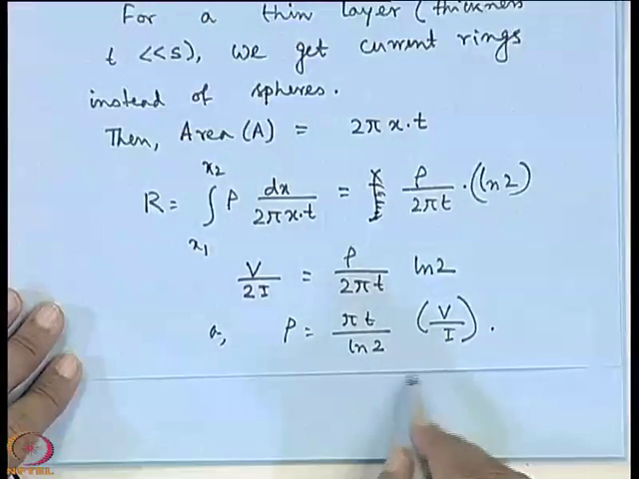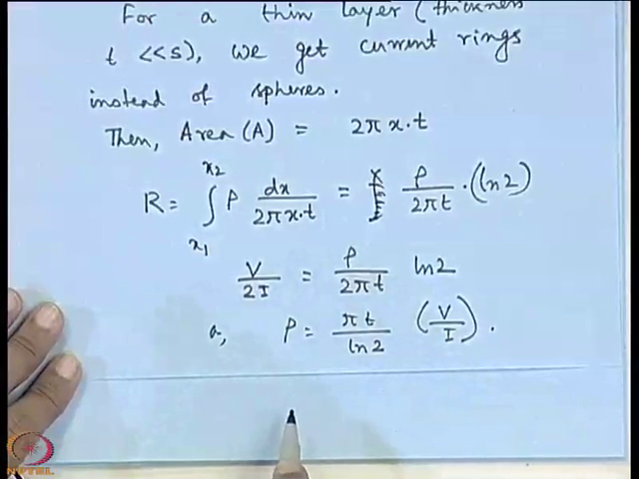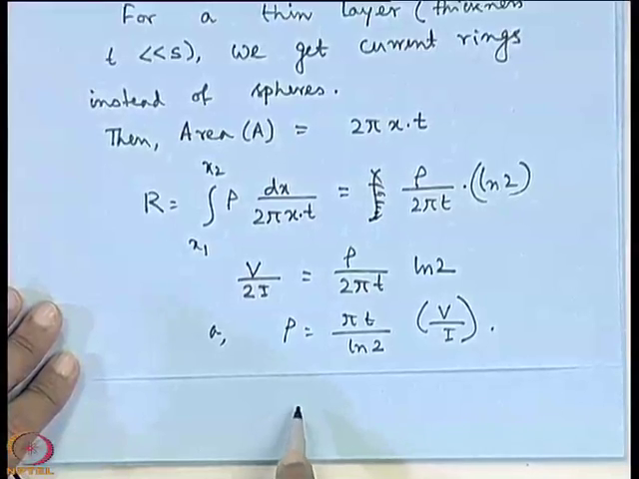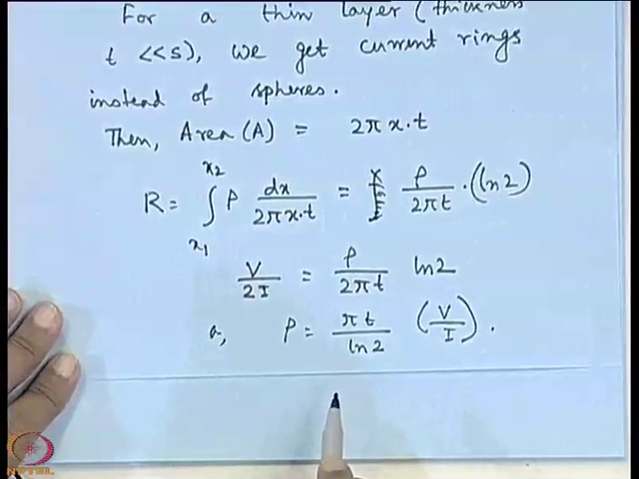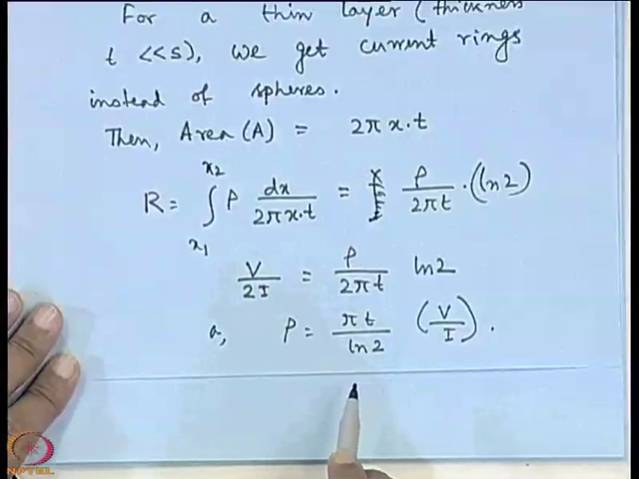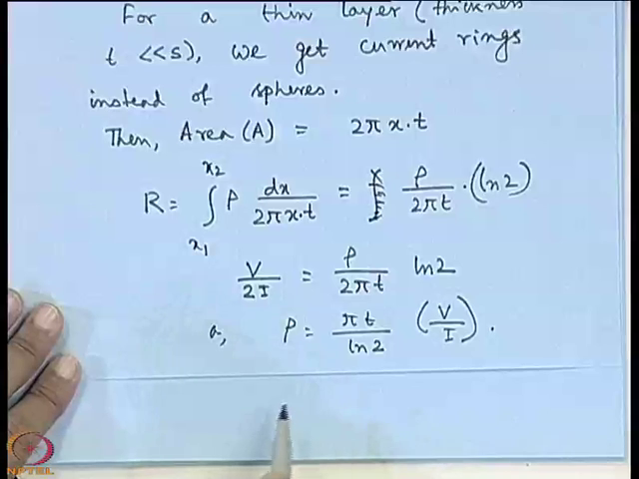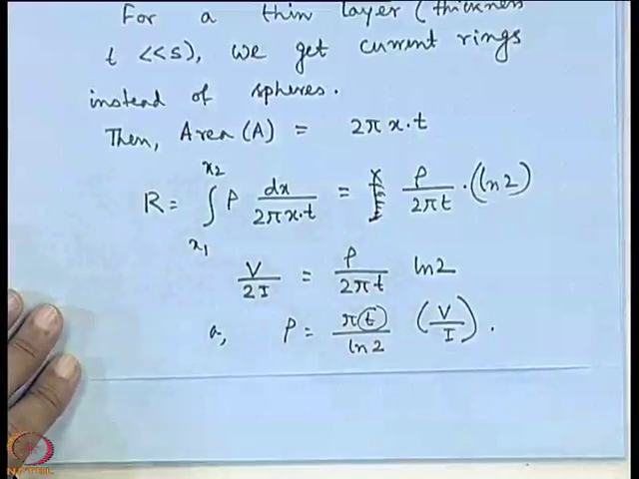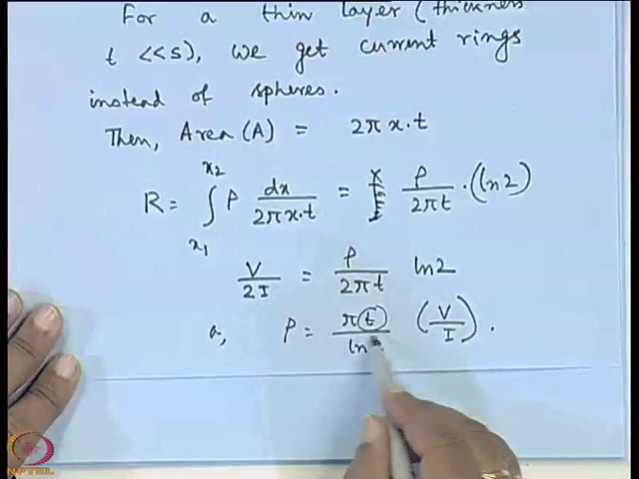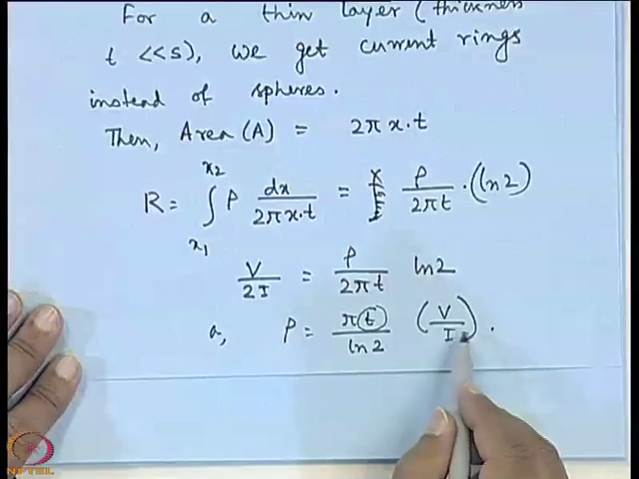And in this relation, the important aspect is that it is independent of the probe spacing. Earlier it was a function of s. Earlier we have seen that rho was twice pi s V by I. Here there is no s or probe spacing, only the thickness t is important in this case. And this equals pi by ln 2 into t V by I.